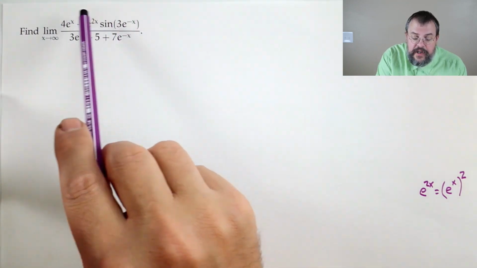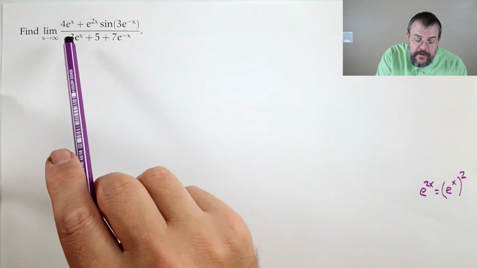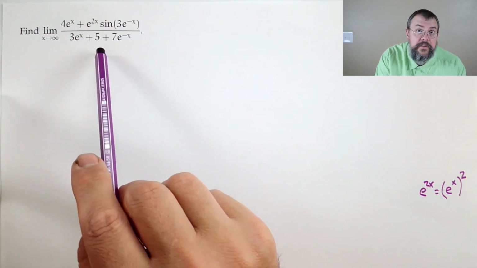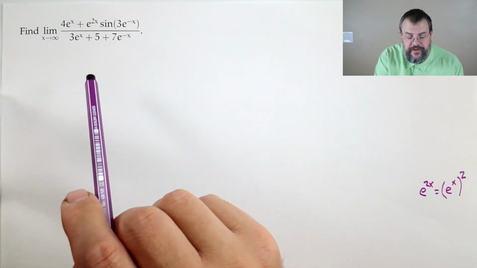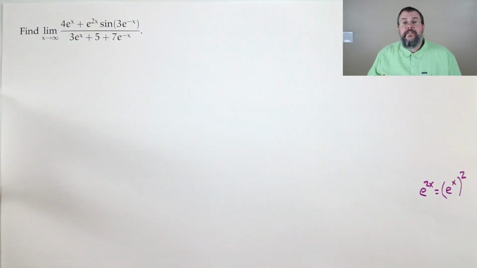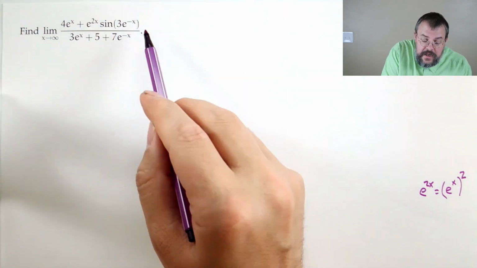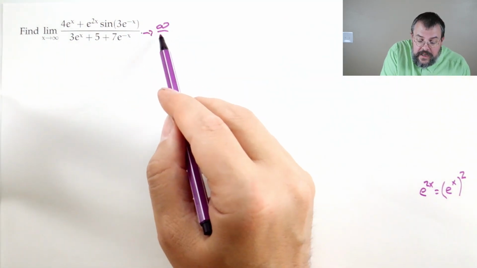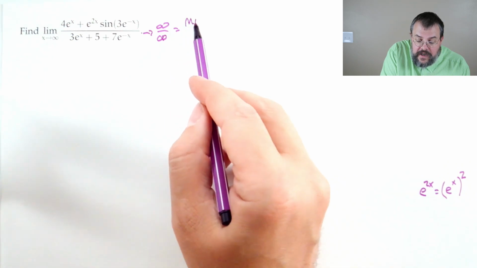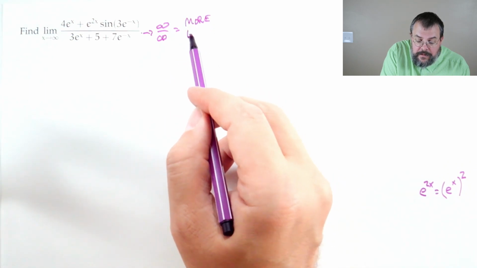So, okay, the top is getting huge. The bottom, the 3e to the x gets big. 5 is always 5. Not that big by most standards. And the 7e to the negative x, well, that's going to get small. So, big over big. Our conclusion here is that this is going to infinity over infinity, which, no surprise to us, means we need to do a little bit more work.